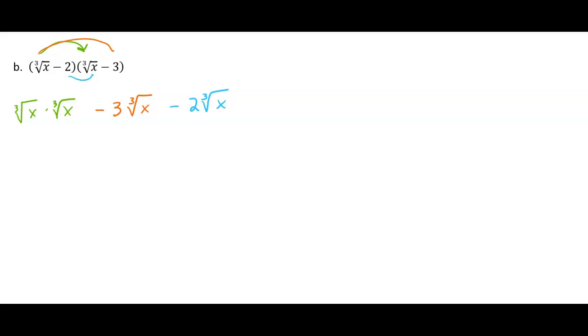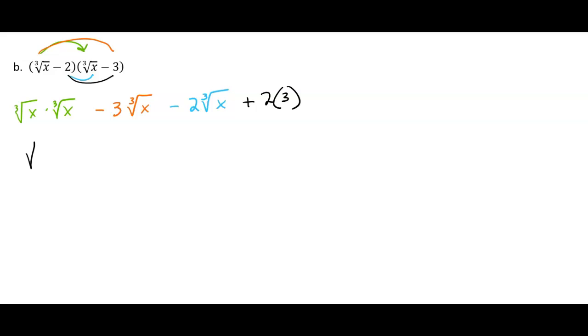And then finally, we're going to do the last, which is going to be minus 2 times, well, it's going to be plus 2 times 3, because a negative times a negative is going to be positive. So let's look at it that way. All right, now we have to simplify where we can.